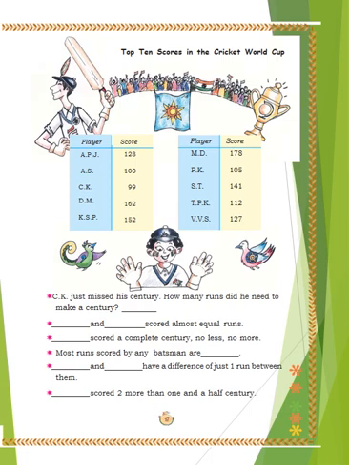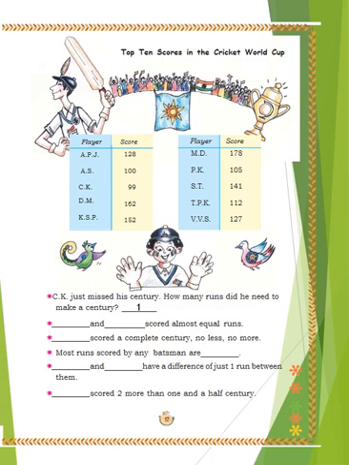Now come to this page. By using the concept of century, we have to solve these fill in the blanks with the help of this table or scoreboard. See the first fill in the blank. CK just missed his century. How many runs did he need to make a century? Now find out the score of CK. CK scored 99 runs, which means he needs just one run to complete the century.